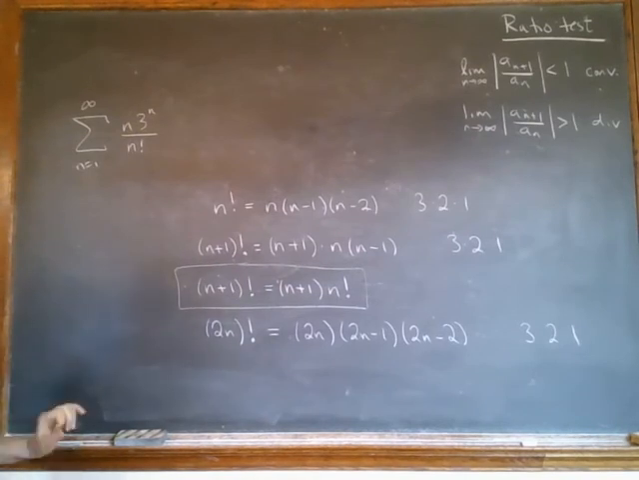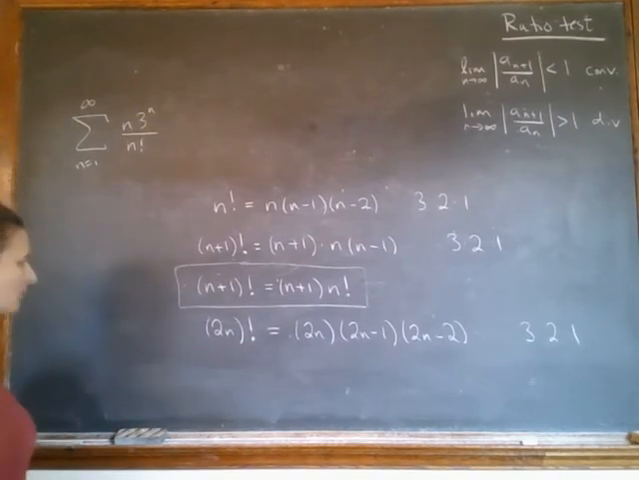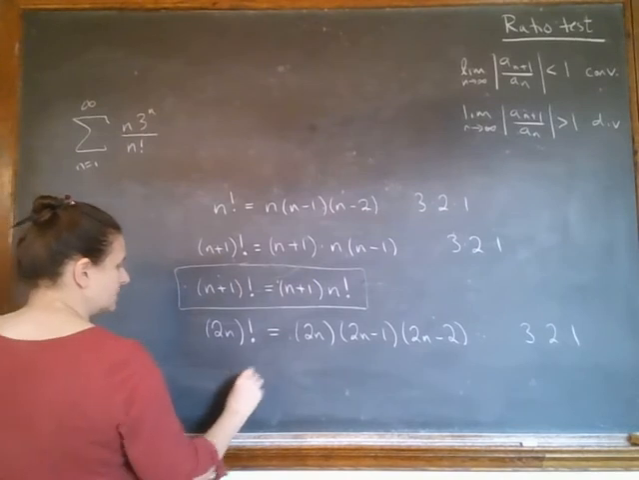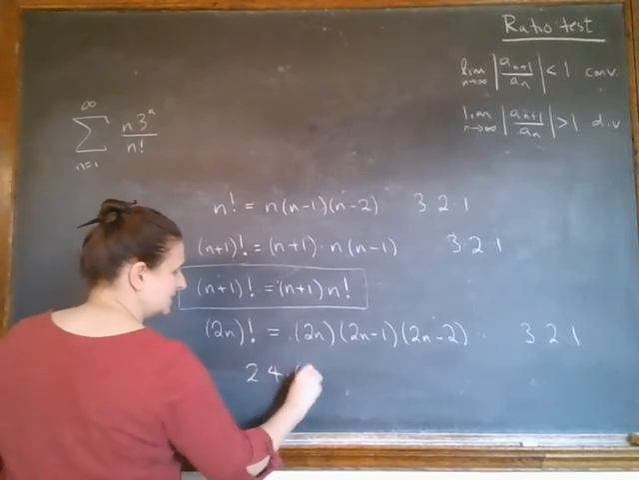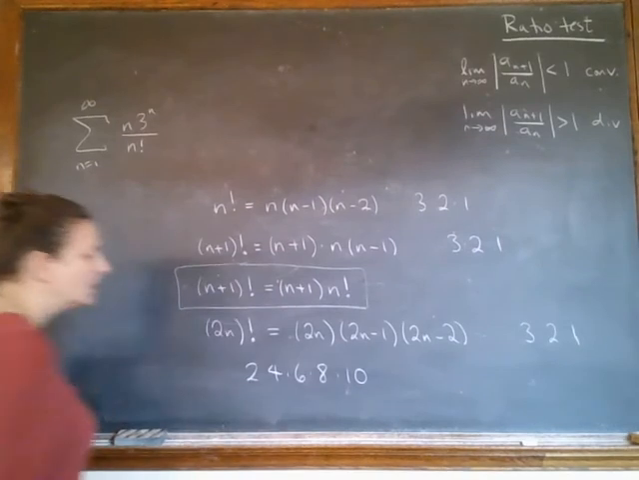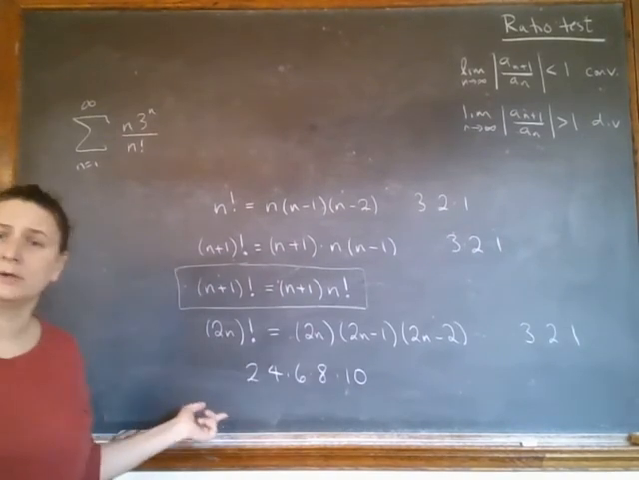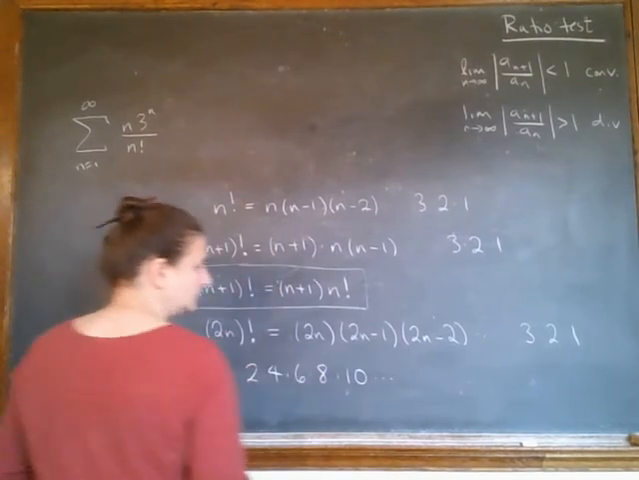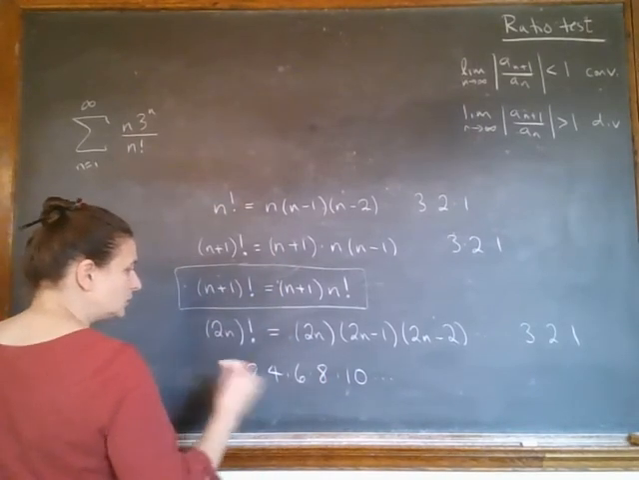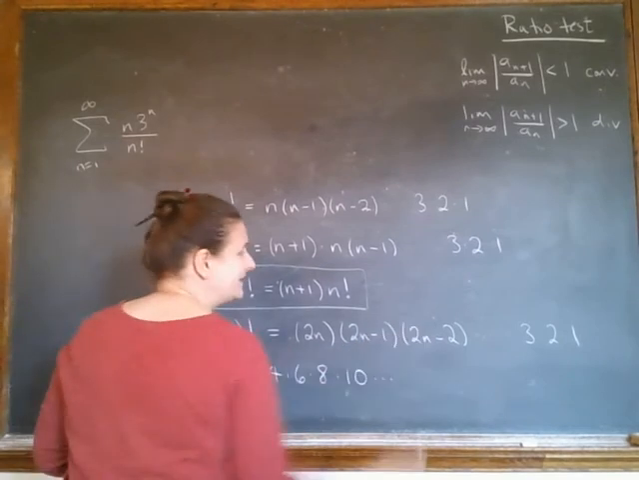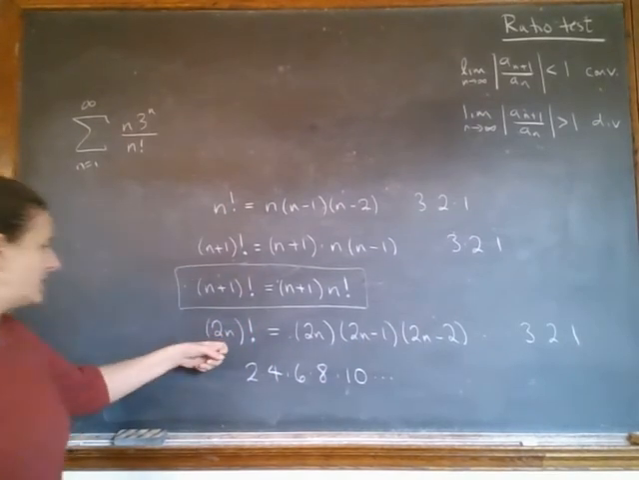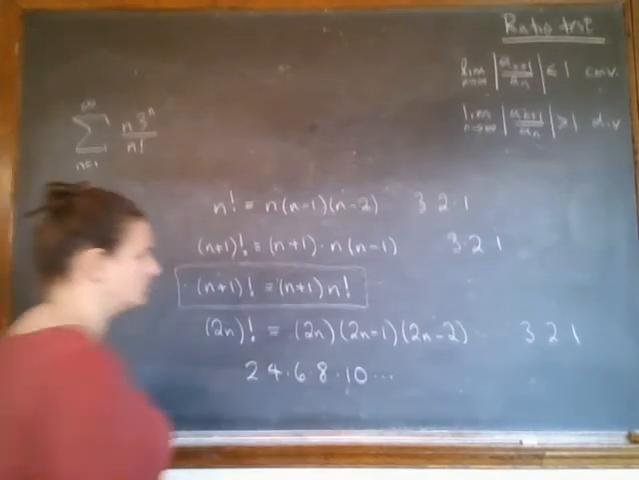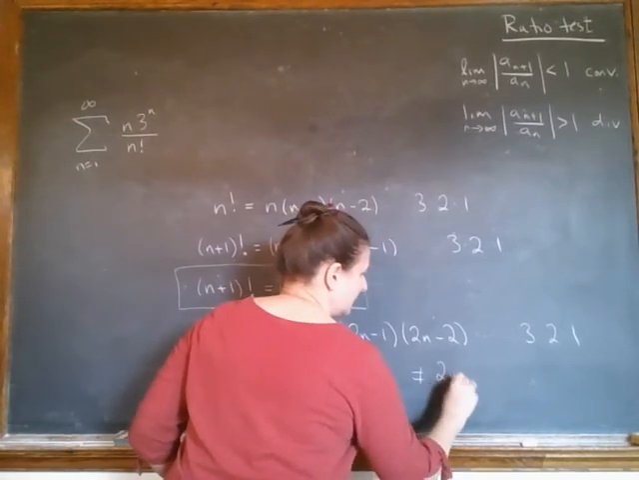That is not the same as, for example, let me think. Sometimes you'll see stuff like this: 2 times 4 times 6 times 8 times 10. Okay, this is not 2n factorial, right? Because 2n factorial has all the odds and the evens, even though it has 2n here. So it is not correct to write this as 2n factorial.